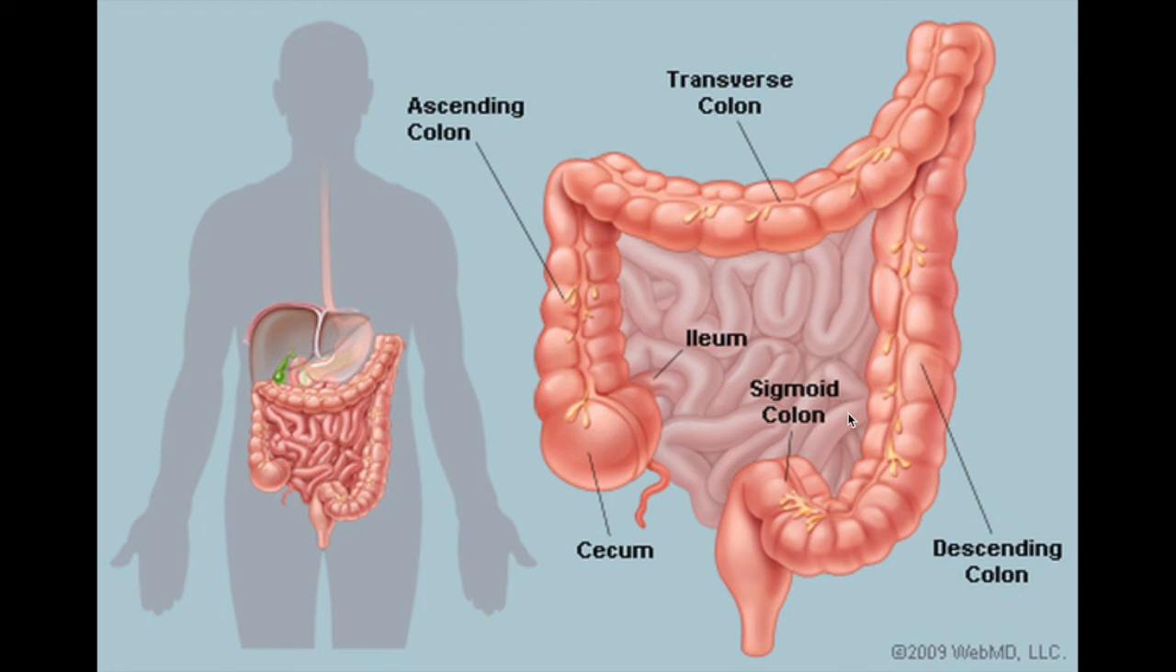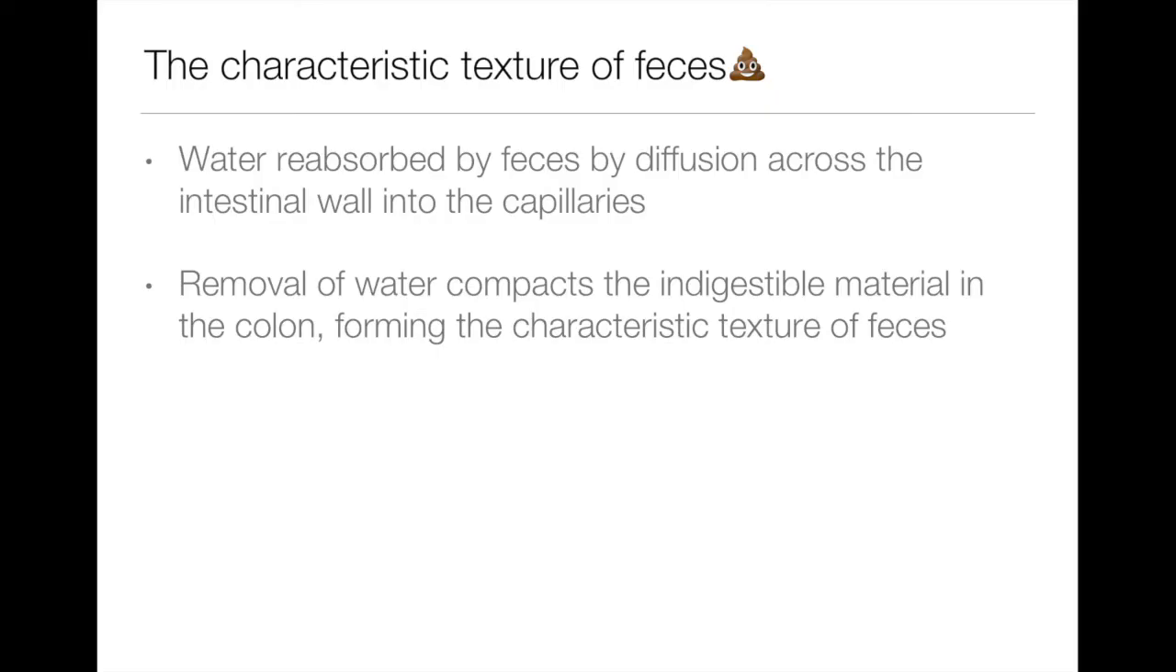In the large intestine now, water is reabsorbed from the feces by diffusion across the intestinal wall and into the capillaries. The removal of water compacts the indigestible material in the colon, forming the characteristic texture of the feces.